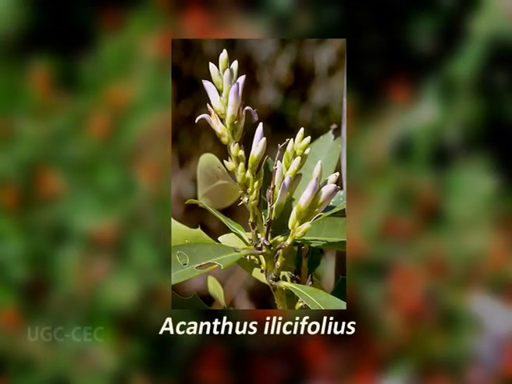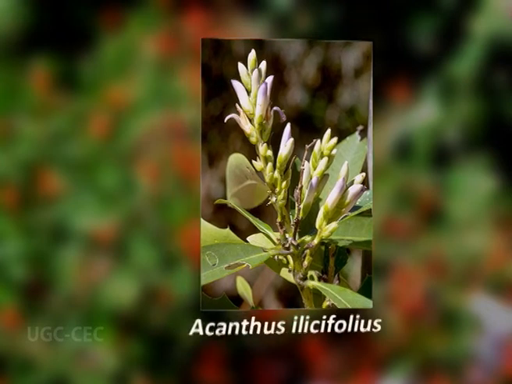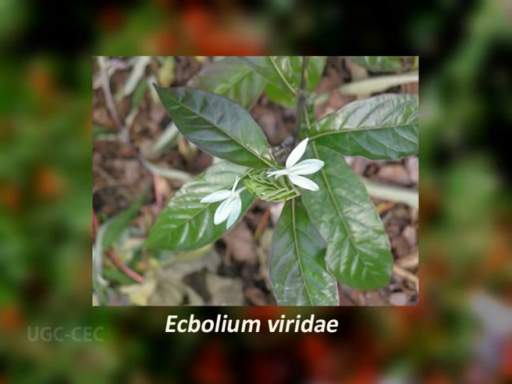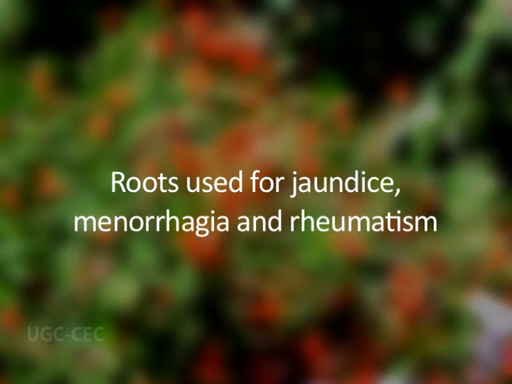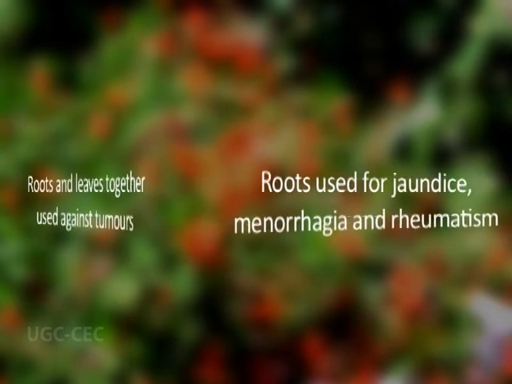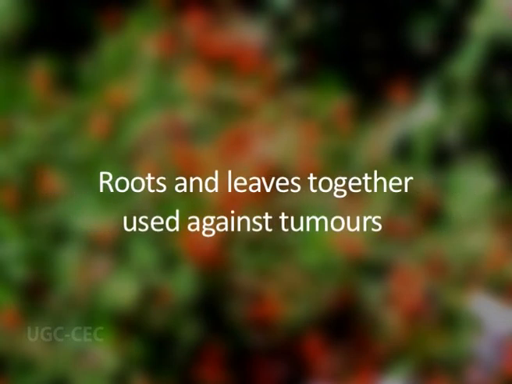Andrographis paniculata yields a native drug used in liver troubles. Acanthus ilicifolius is used as a medicine in asthma and rheumatism. All parts of the plant Ecbolium viride are used for gout and dysuria. Decoction of leaves is given for stricture. Roots are used for jaundice, menorrhagia and rheumatism. Roots and leaves together are used against tumors.